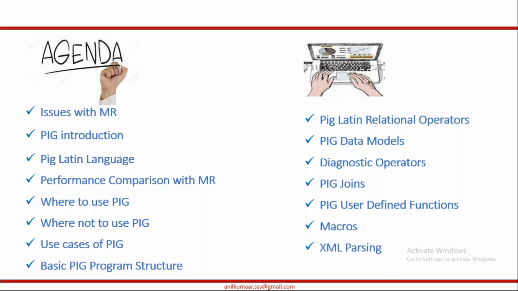After that, before going to the programming, we have to understand the program structure, how exactly a Pig program looks and what main parts it has. Once we understand that, we can start the hands-on part. We'll be working on relational operators, data models, and diagnostic operators. Pig also has inbuilt join functionality. Apart from the normal joins, it has replicated, skewed and merge joins also. So we'll see that. And it has user-defined functions also.